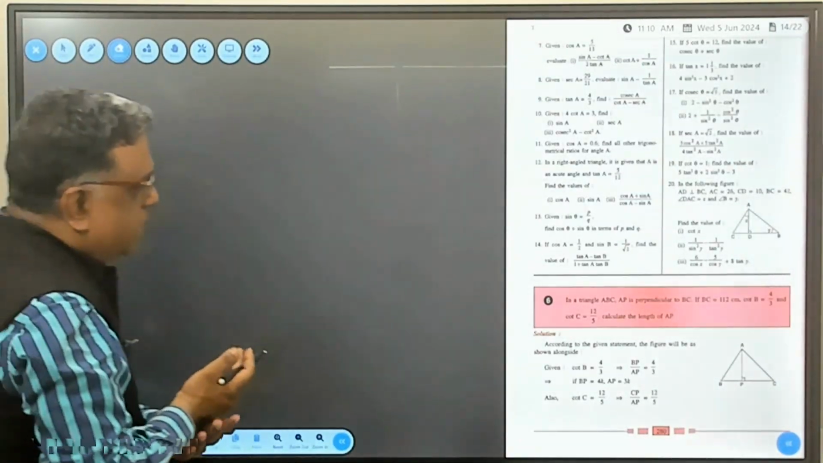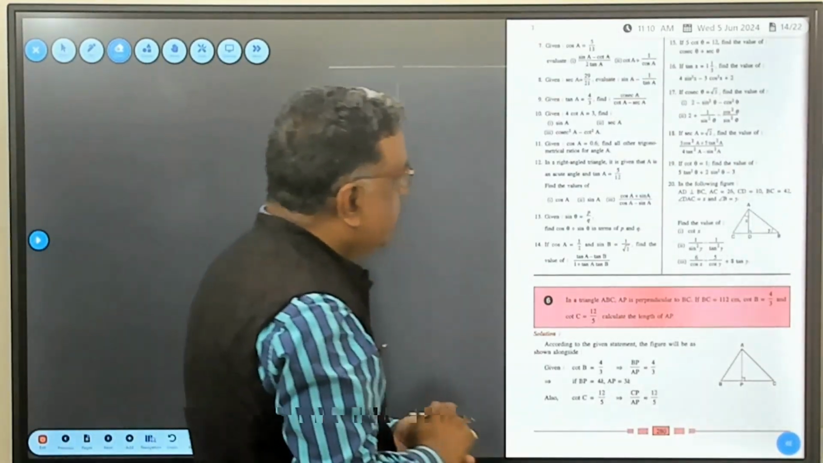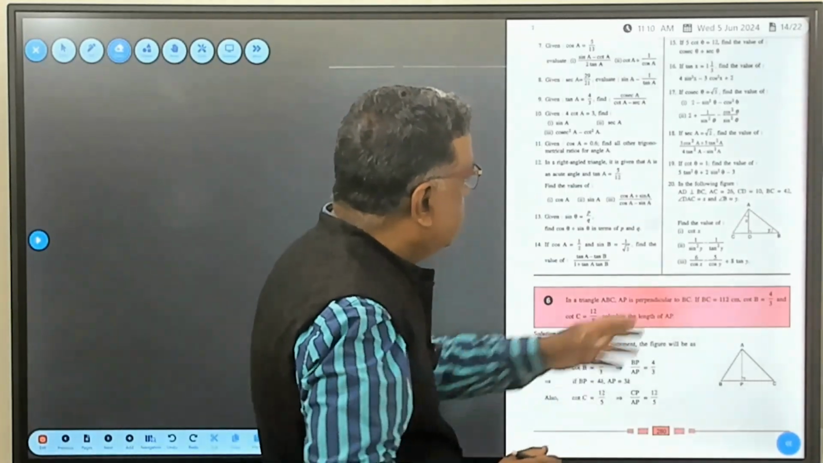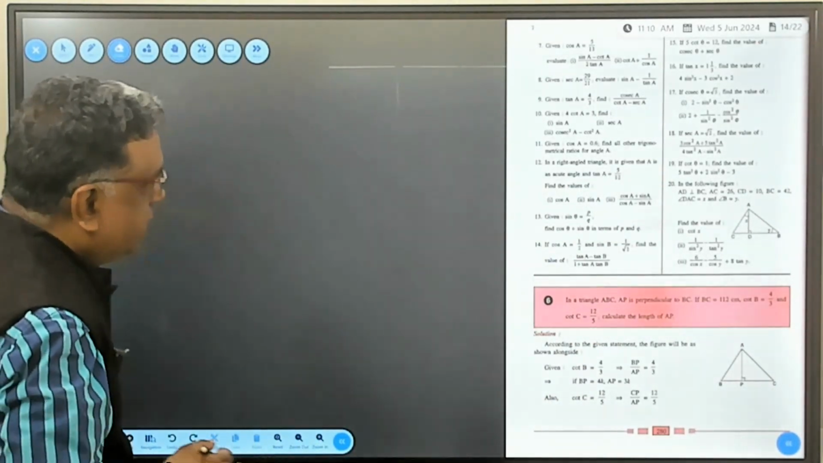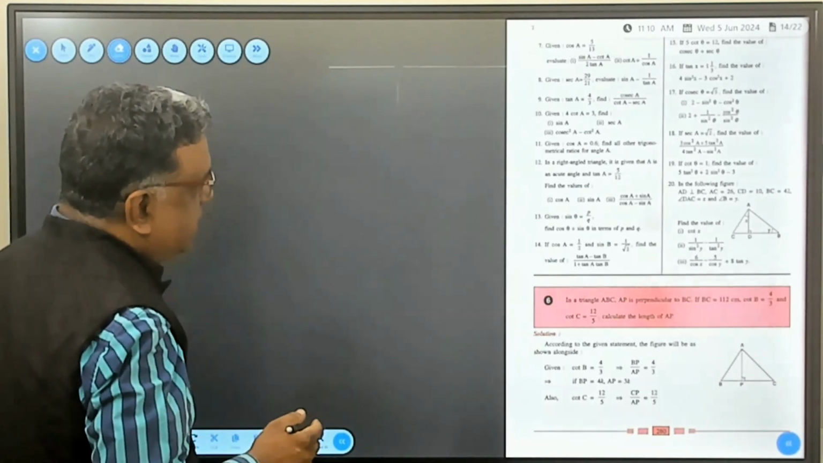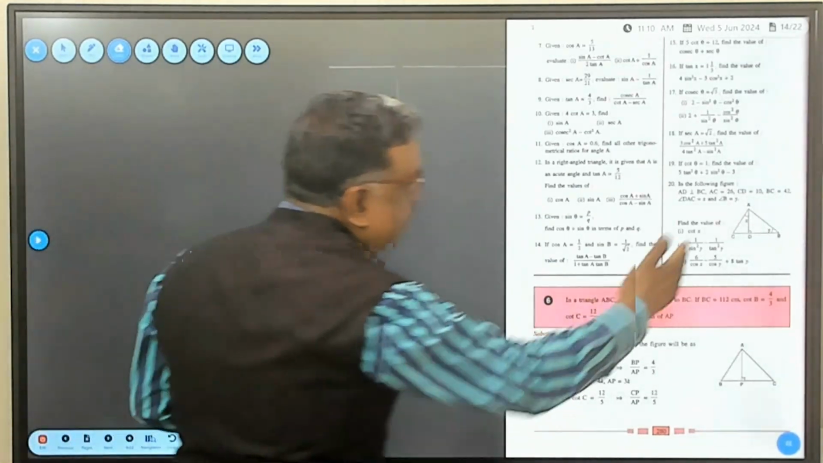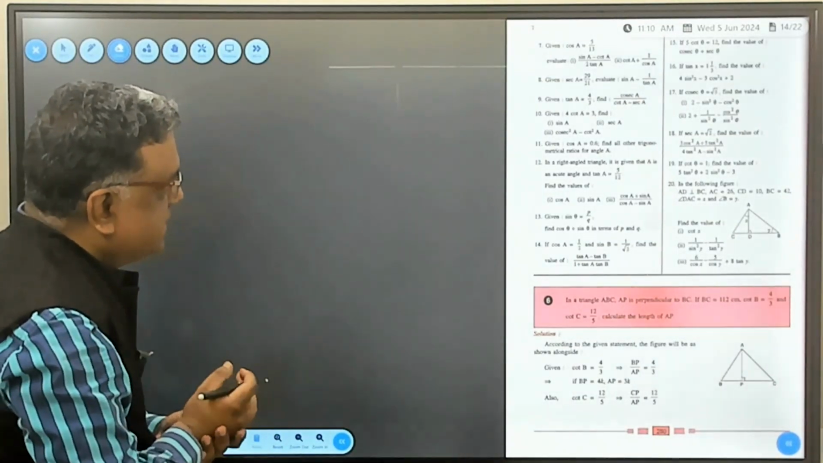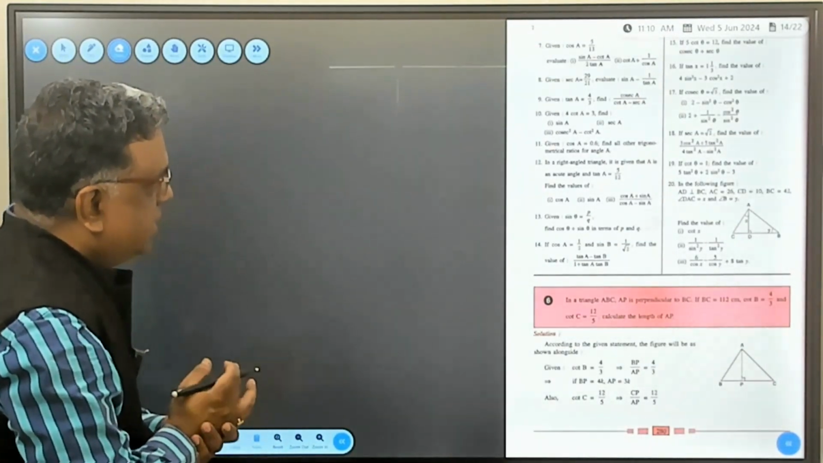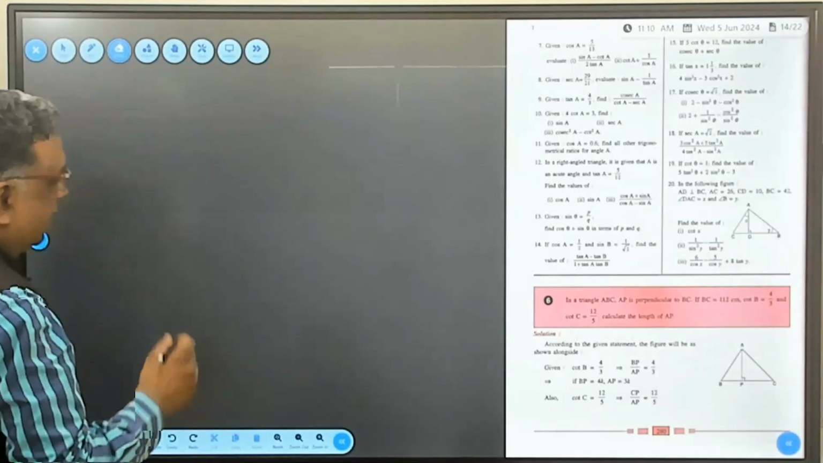So let's try to do one last sum. Let us try to take the 20th. I think that looks like an interesting sum. AD is perpendicular to BC. AC is 26. CD is 10. BC is 42. Okay, so let's try to draw that diagram here.